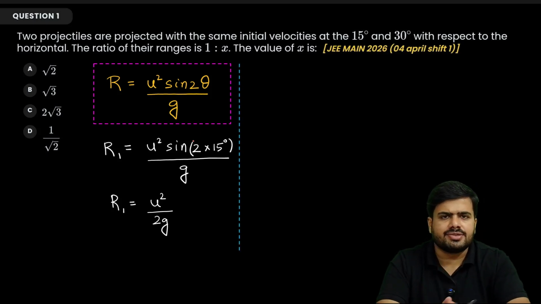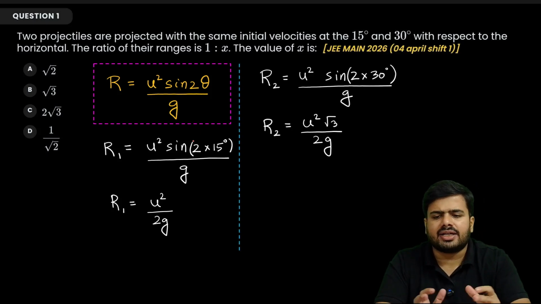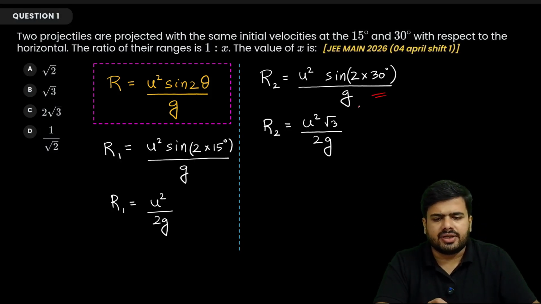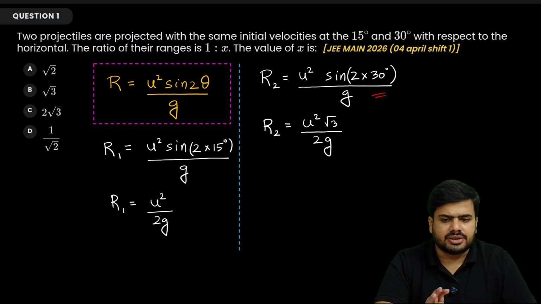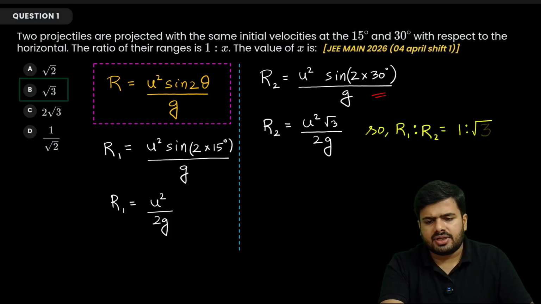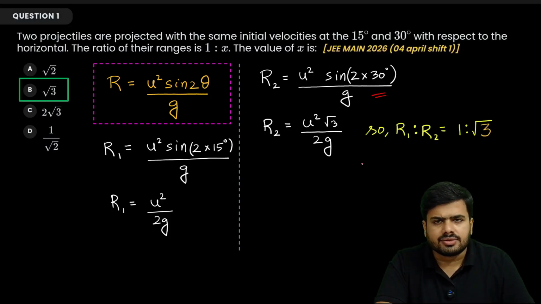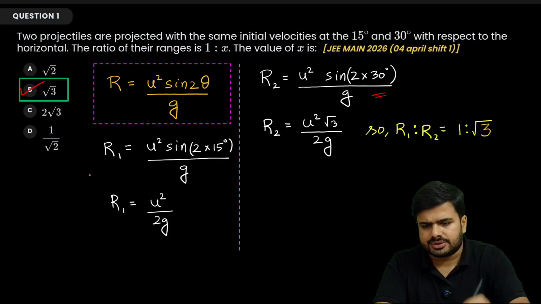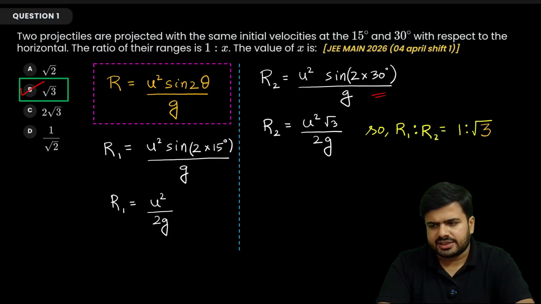In the same way, the second range: r2 equals u square sine 2 into 30 degree. If you substitute here, we get u square root 3 by 2g. Simply now we have to divide r1 by r2. So what ratio are we going to get? 1 is to root 3. Very simple question. Root 3 is the right answer for this particular question. Let's move on to the next question.